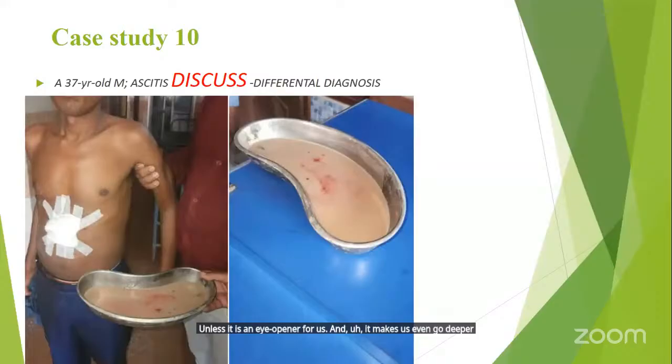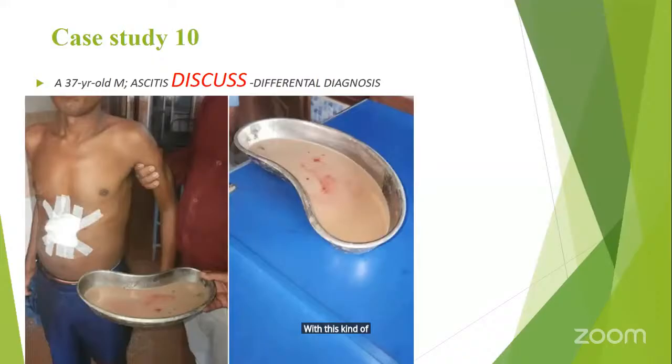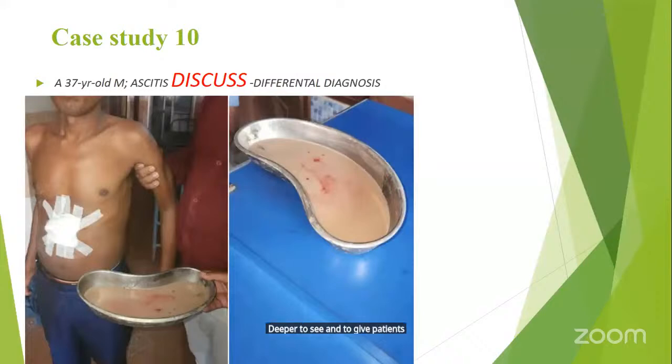Sometimes you can see these cases, but getting to do the differential diagnosis, as we have seen, sometimes we are limited. You see a case and you are not able to go deeper, but with this kind of eye-opener presentations, I think it will help us go deeper and deeper in ascertaining and giving patients the ultimate diagnosis for better management and treatment.